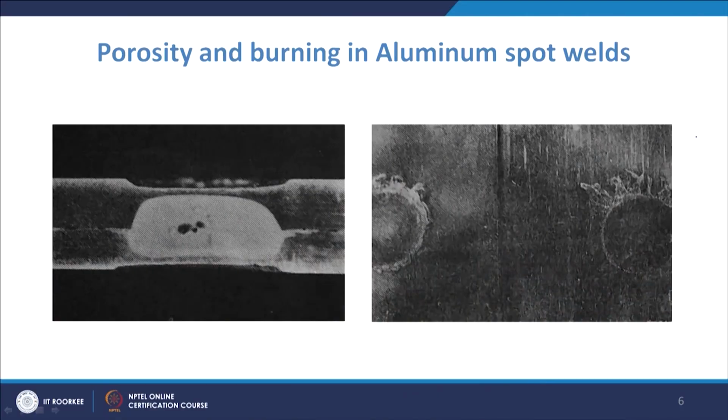What you see is that this is the porosity and burning. In the case of aluminum spot welds, this is the porosity which is seen in the case of spot weld. Similarly, you have the case of burning that is also observed in the case of aluminum spot welds, and that is shown by this picture here. And similarly, in the case of other welding processes, you have other defects, like the separation of sheets.